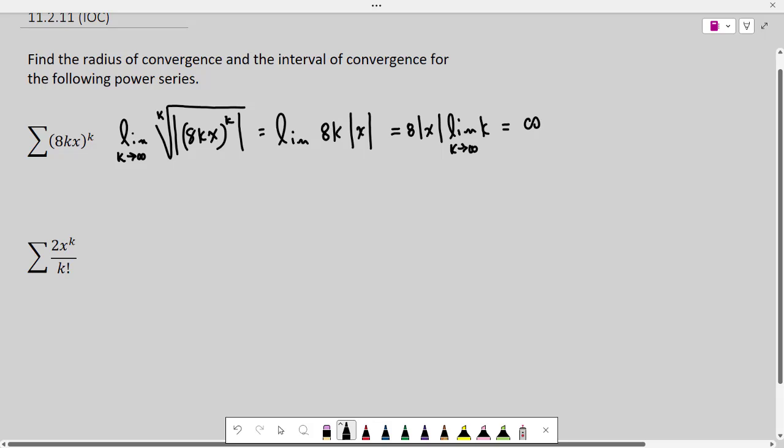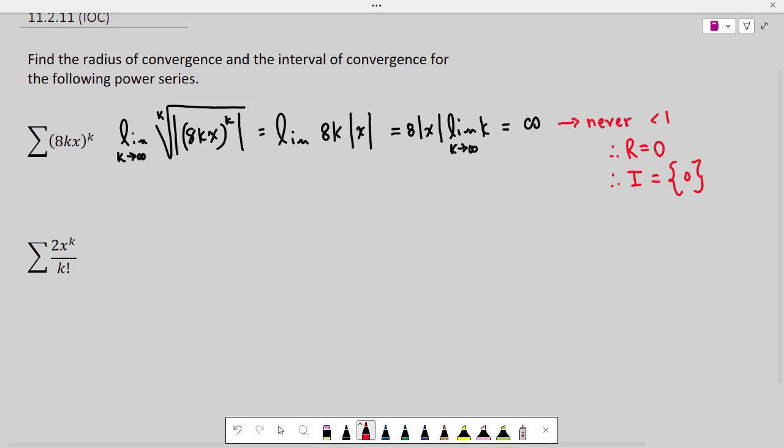So now with the root and the ratio test, convergence happens when the limit is less than 1. Is this ever less than 1? This is never less than 1. Therefore, the radius of convergence is 0. Therefore, the interval of convergence is not really an interval. It just contains the center of the series. Okay, so never less than 1. Therefore, it doesn't converge anywhere but the center.